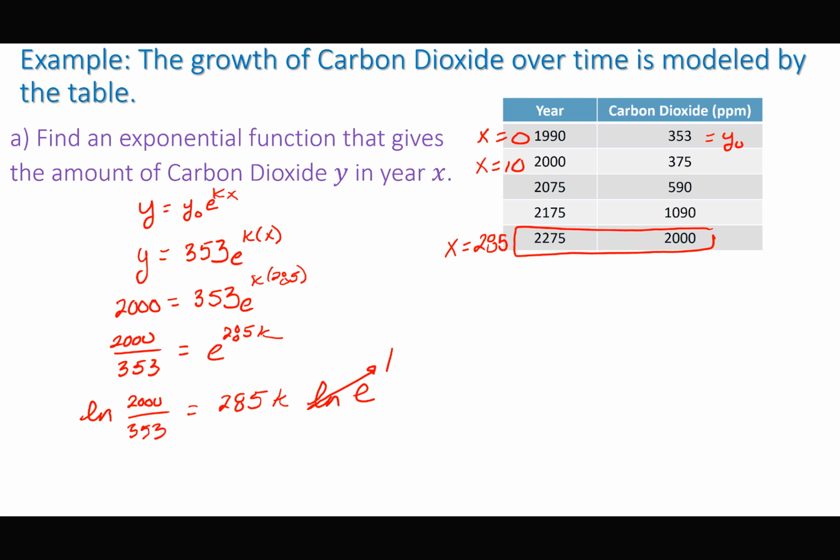Trying to solve for k, all I have left is 285 times k. So I want to divide out that 285. So this would be the natural log of 2,000 over 353, all of that divided by 285, to get k. You have a fraction in the numerator, natural log. You're not taking the natural log of 285. You're taking the natural log of 2,000 divided by 353, and that gets you k. Put that into your calculator. You get 0.00609.